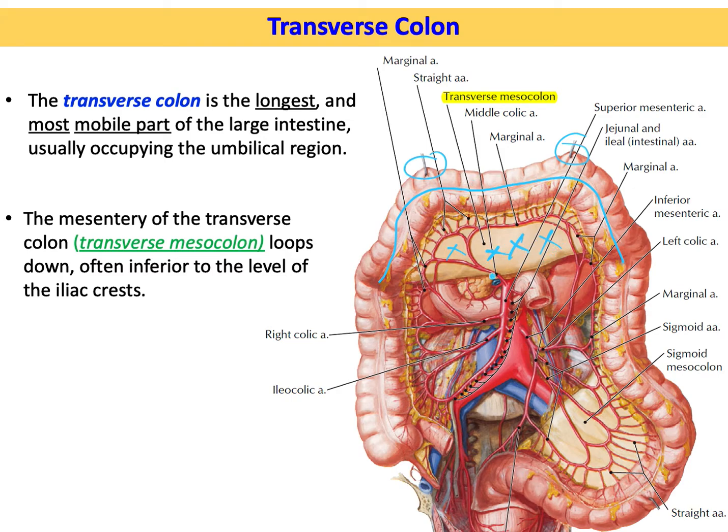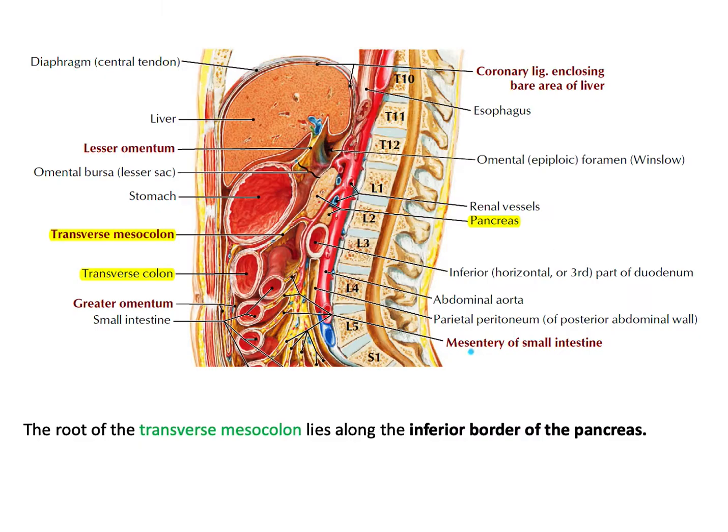What's the name of the mesentery of the transverse colon? We call it the transverse mesocolon, right? Transverse mesocolon. So this is a sagittal section. You can see here is the stomach and here is the transverse colon. You see the transverse colon is an intraperitoneal structure, fixed to the posterior abdominal wall by a mesentery called the transverse mesocolon. Look at it here, it splits up and below the pancreas.